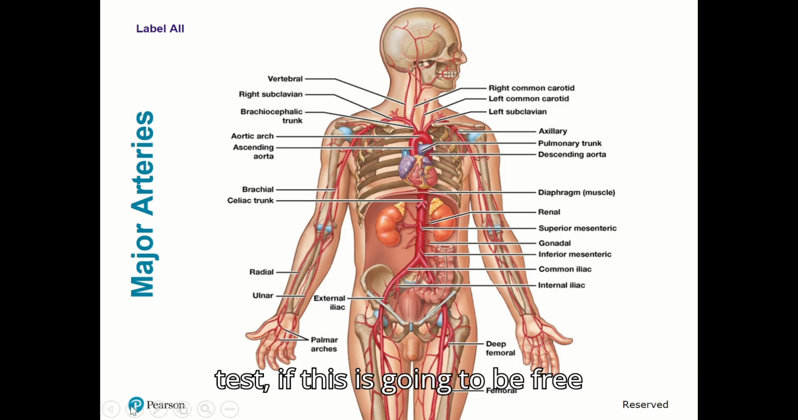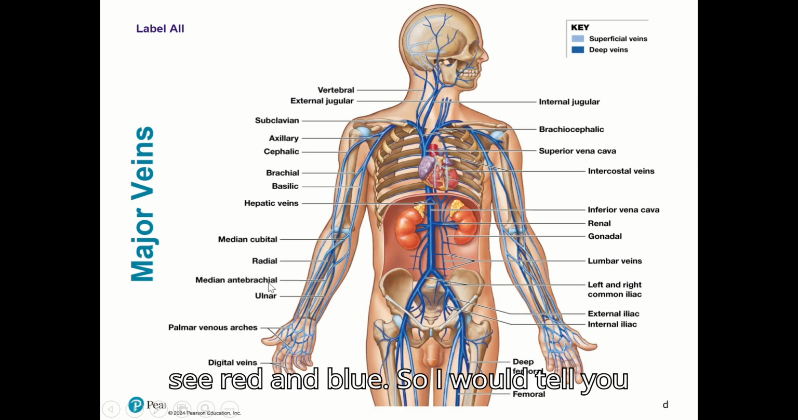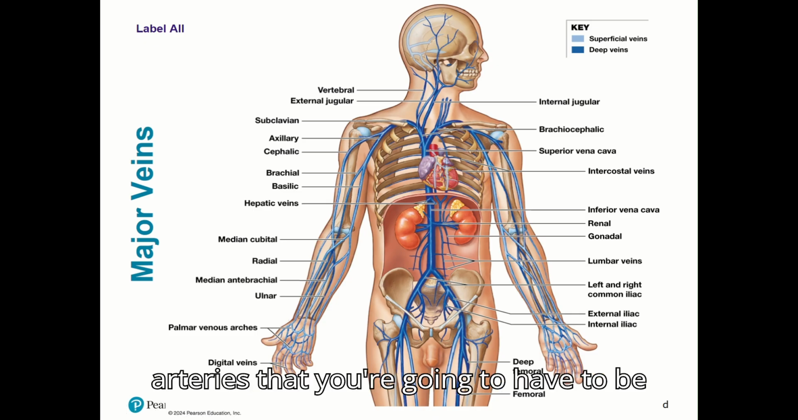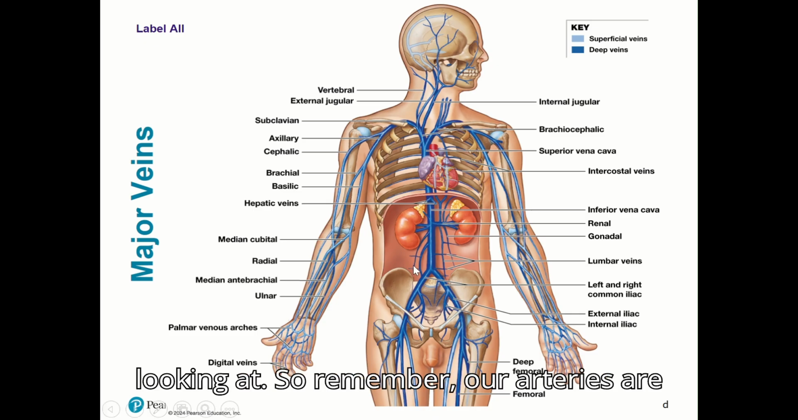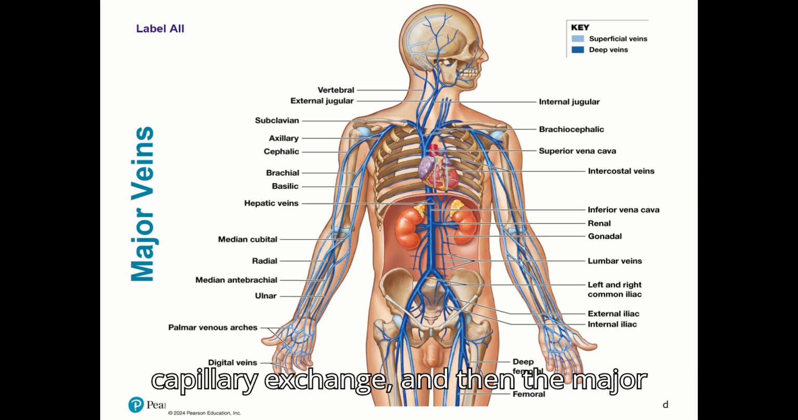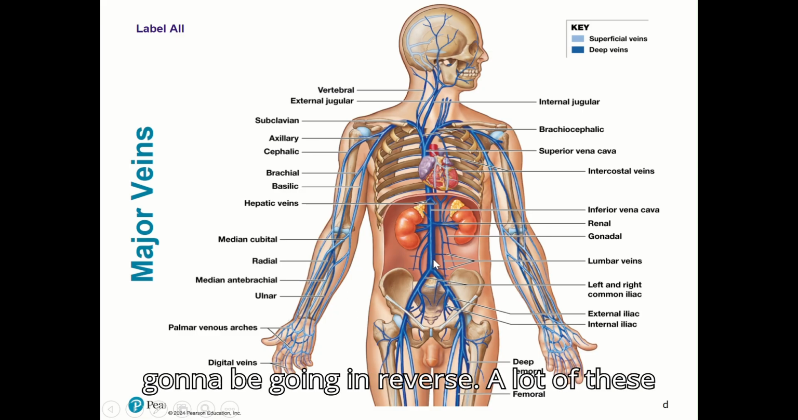Now, on the test, if this is going to be free response, you are not going to be able to see red and blue. So I would tell you whether these were major veins or major arteries that you're going to have to be looking at. So remember, our arteries are taking that oxygen-rich and nutrient-rich blood to the tissues. You're going through capillary exchange, and then the major veins will be taking them all to drain back into the heart. So now these are going to be going in reverse.